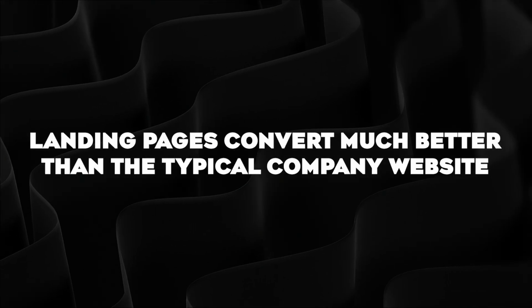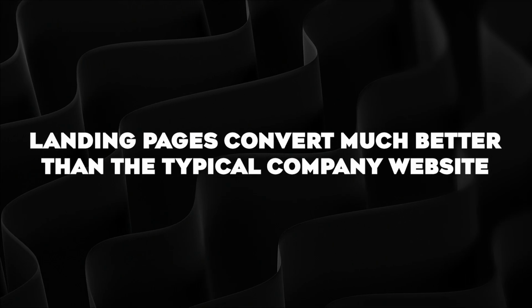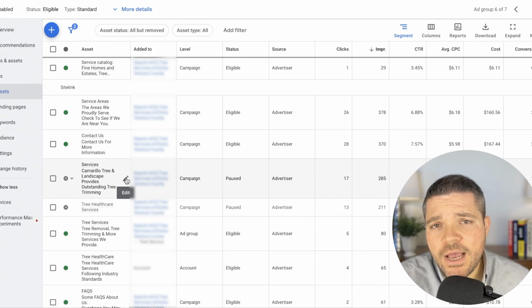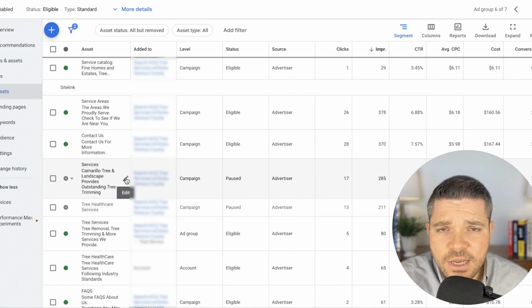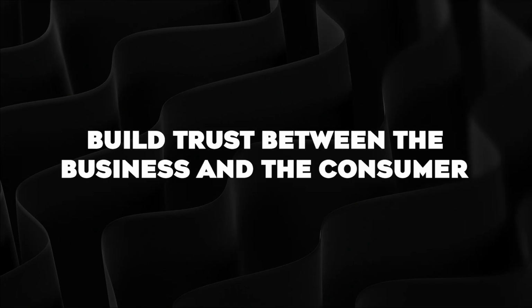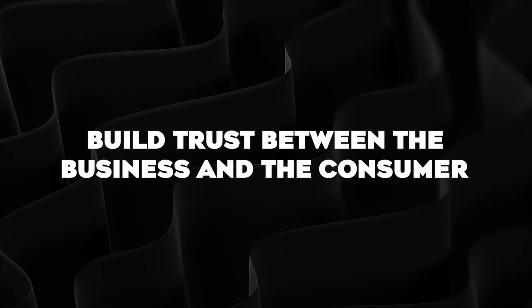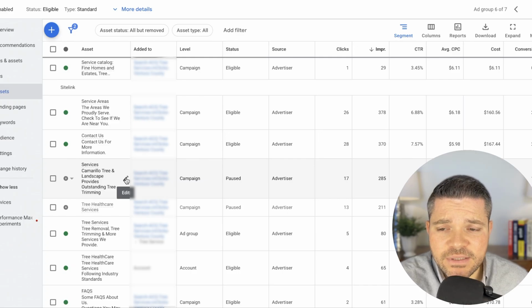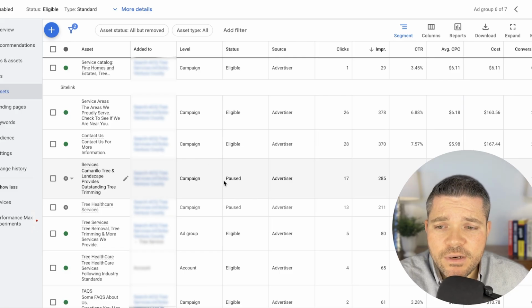Landing pages convert much better than the typical company website. So I highly recommend setting up a landing page that is focused on the actions that you need them to take, with strong calls to action, strong headlines, great high-quality images, speaking to what services the company provides. Then, of course, brand it. Use trust badges, things like that, to help really build trust between the business and the consumer who is potentially hiring the business. So those are a few things I recommend as far as landing pages go.